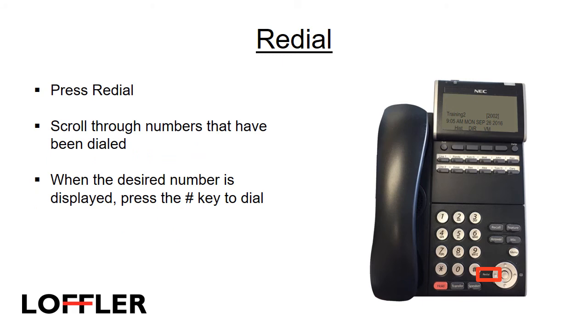To redial the last person you made a call out to, press the redial button on the navigation key. Scroll back through the numbers that have been dialed. When the desired number is displayed, press the pound key to activate dialing.